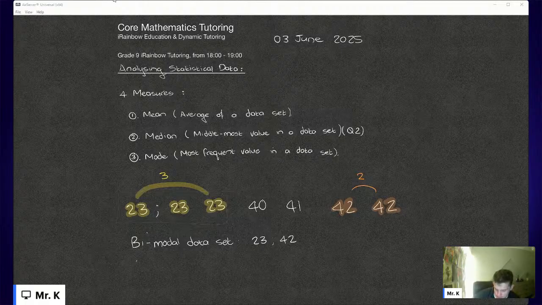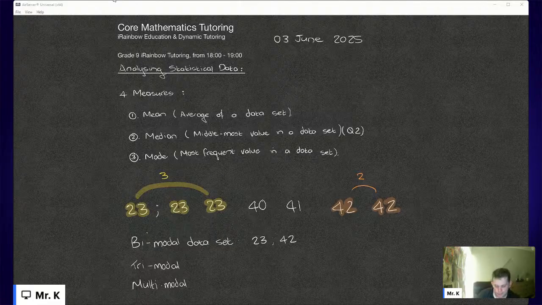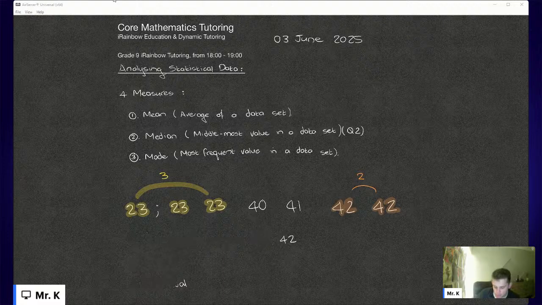Okay. But it's possible to get bimodal, trimodal, and multimodal or polymodal. So just remember, we can have more than one mode in a data set.